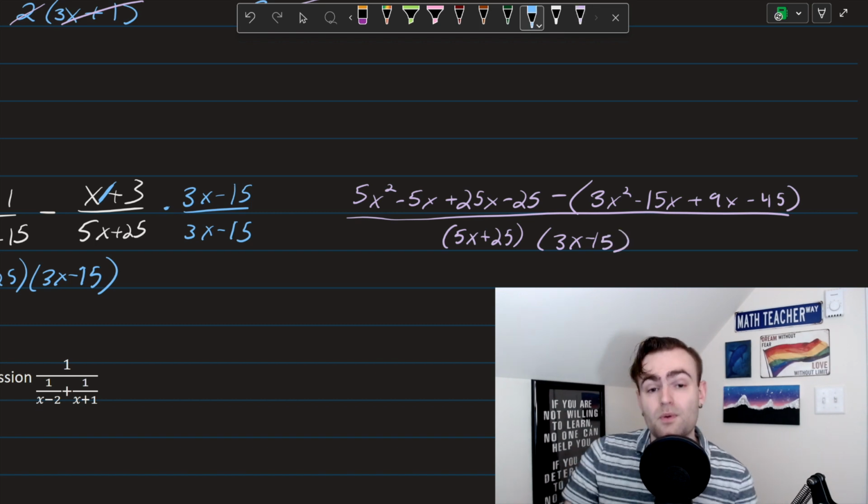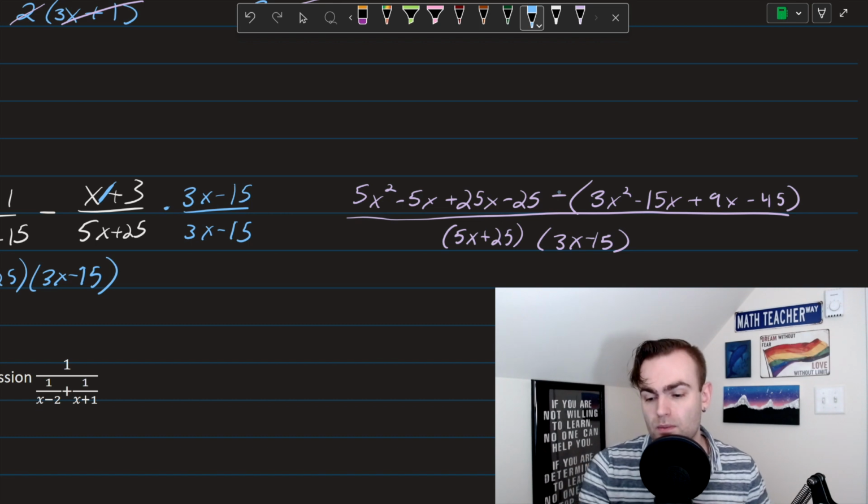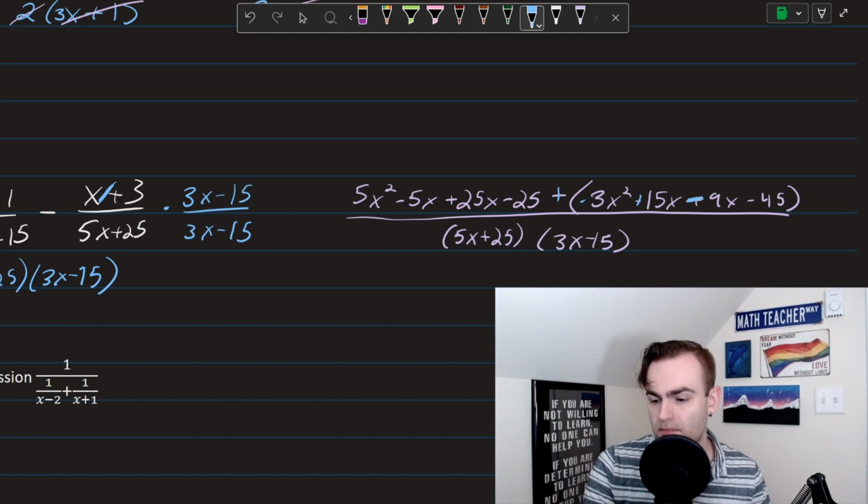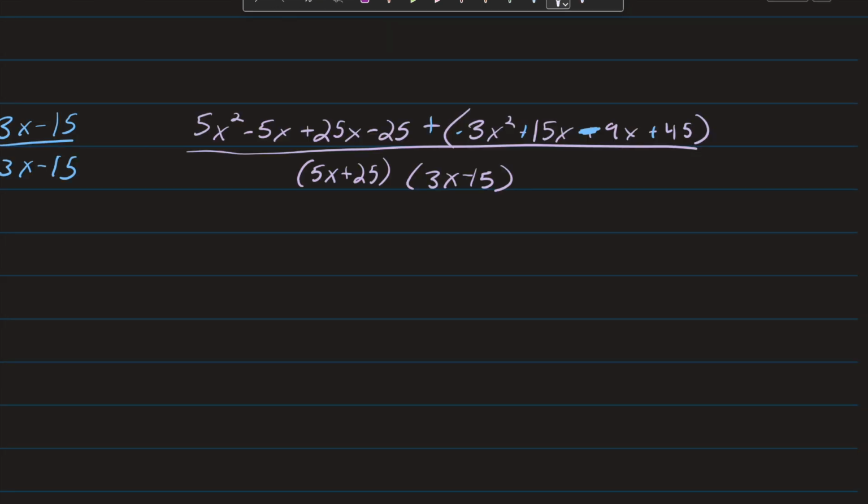Well, just like we did before, we need to distribute the negative. So plus, minus, plus, minus, plus, and we can combine our like terms. So we have 5x squared plus negative 3x squared, which gives us a 2x squared. Now we have a lot of terms with x. We have this negative 5x, positive 25x, positive 15x, and minus 9x.